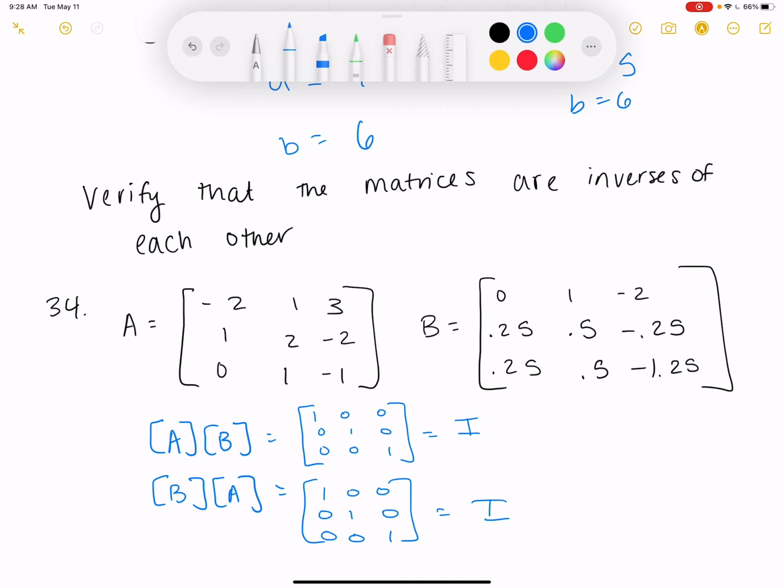Did you get it equal to the identity matrix? Yeah. No.